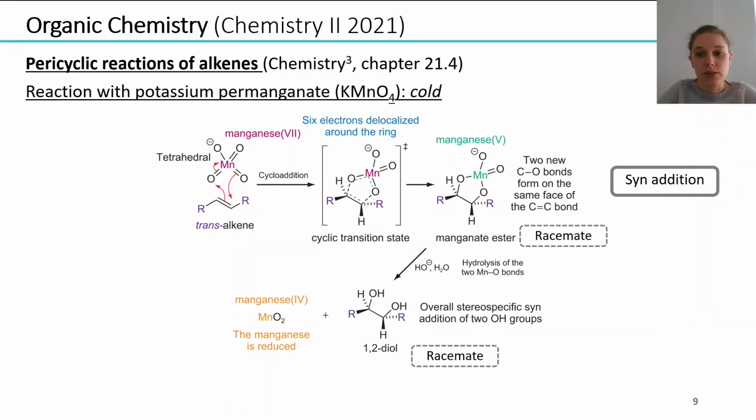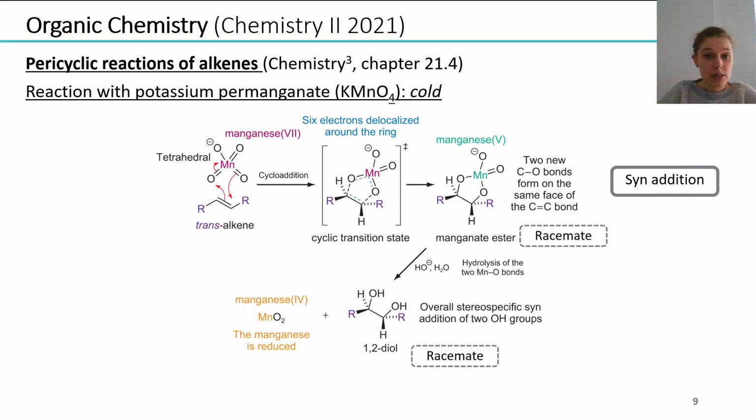Also, similar to the reaction with osmium tetroxide, both the manganate ester as well as the 1,2-diol are formed as a racemate. And the reason for this is that the potassium permanganate can react equally well from either the top or bottom face of the carbon-carbon double bond. Hence, we will end up with a racemate, which is an equal mixture of 50% and 50% of both enantiomers.